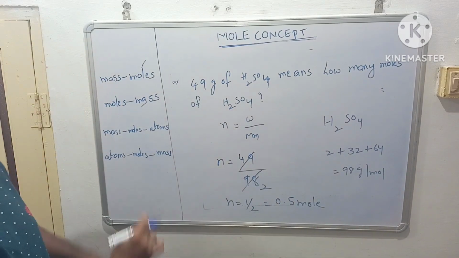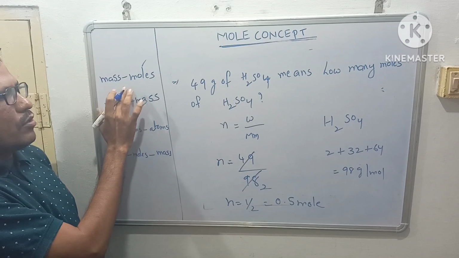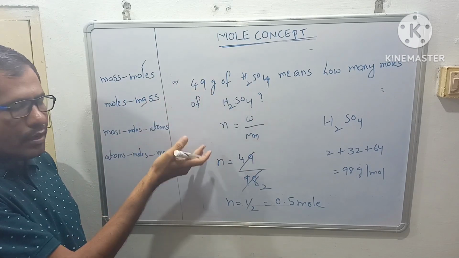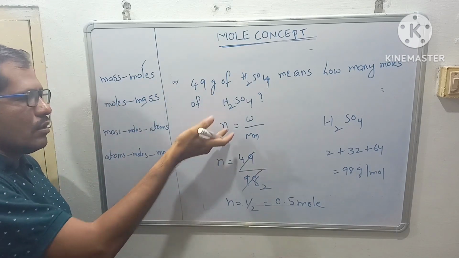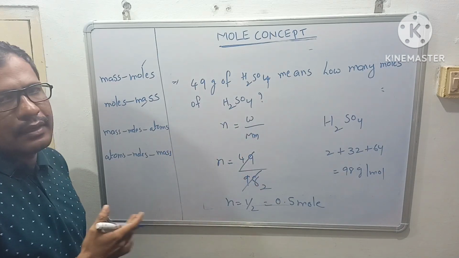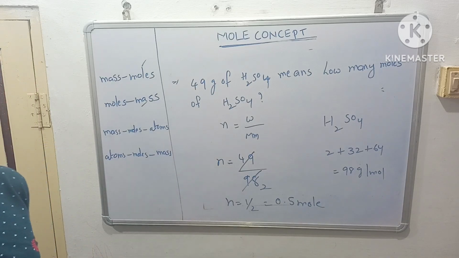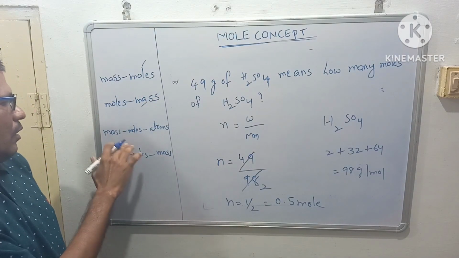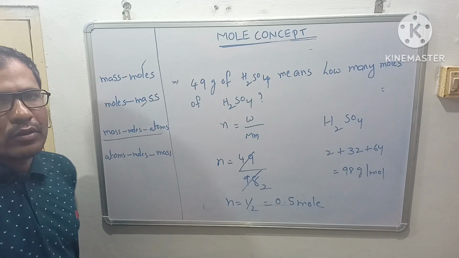Clear? So the second problem is also over. Mass to moles, right? He has given the mass. He asked us to calculate the moles. Use the formula moles equal to weight by molar mass, and we have calculated. It comes as 0.5 mole, right? This second is also over. Now I will show you the third path.